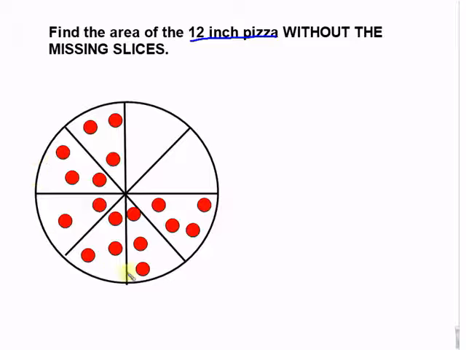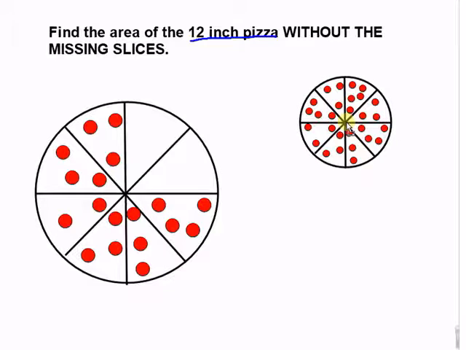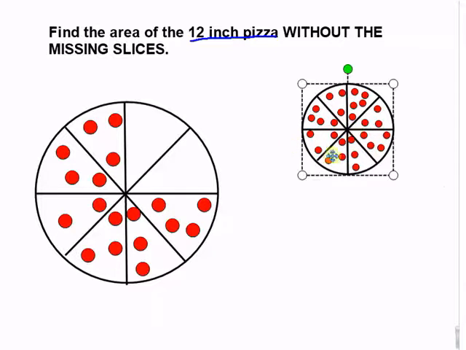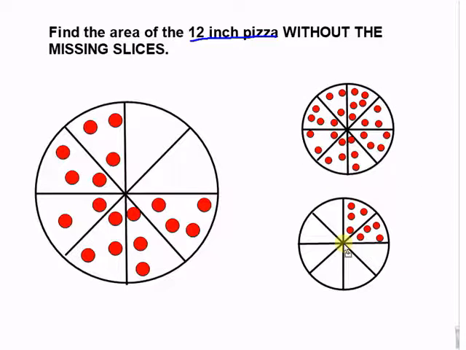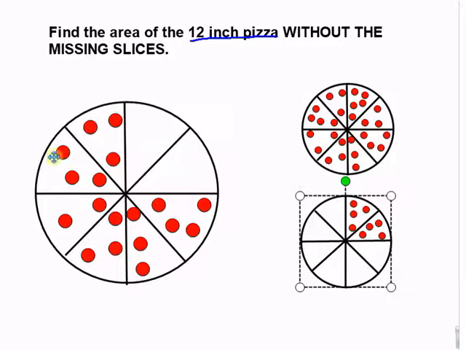Here is our pizza, and we want to find out the area of that pizza without those 2 slices. So the first thing that we'll need to do is find the area of the entire pizza. We'll find the area of the whole pizza, and then we'll find the area of the 2 smaller pieces that we've taken out, and we will subtract the smaller pieces from the larger piece of pizza, and that will give us the area of the entire pizza minus those 2 slices.